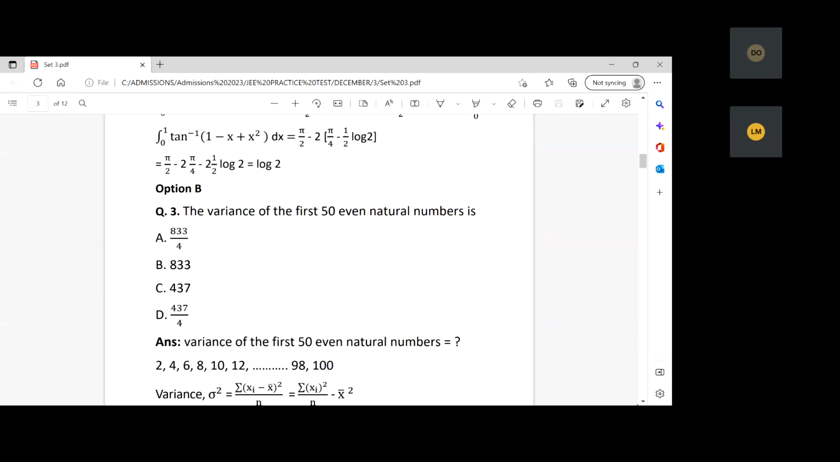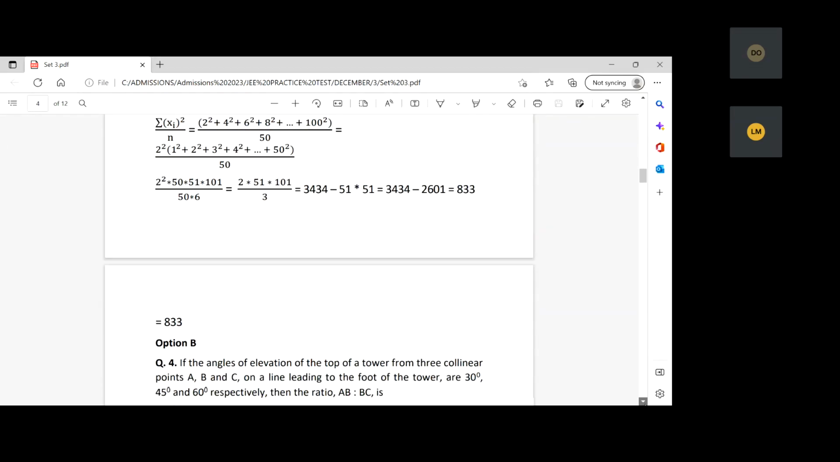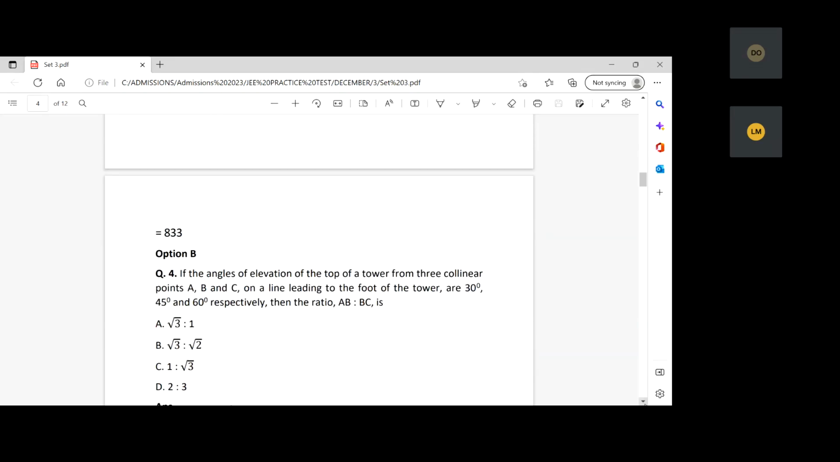Now I think we'll move on. So we are moving to question number 4. This is a very simple question. Please give me the answer. If the angle of elevation of the top of a tower from 3 collinear points A, B and C on a line leading to the foot of the tower are given as 30 degrees, 45 degrees and 60 degrees. So with A, it's 30 degrees, B, it's 45 degrees and with C, it's 60 degrees. You need to find the ratio of AB and BC. So just a single diagram is enough to solve this question.